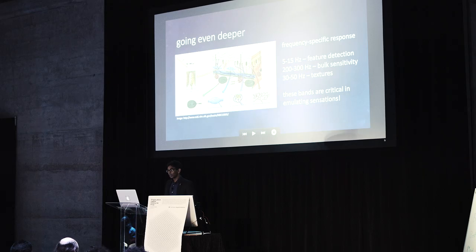Now, I'm not going to bore you with a whole lot of bio, but you should know that there are four different types of neuroreceptors in the skin that actually give you your sense of touch. And I'm not going to go into details on them, but they all have essentially different bandpass-ish filters that let them sense different frequencies of vibration.